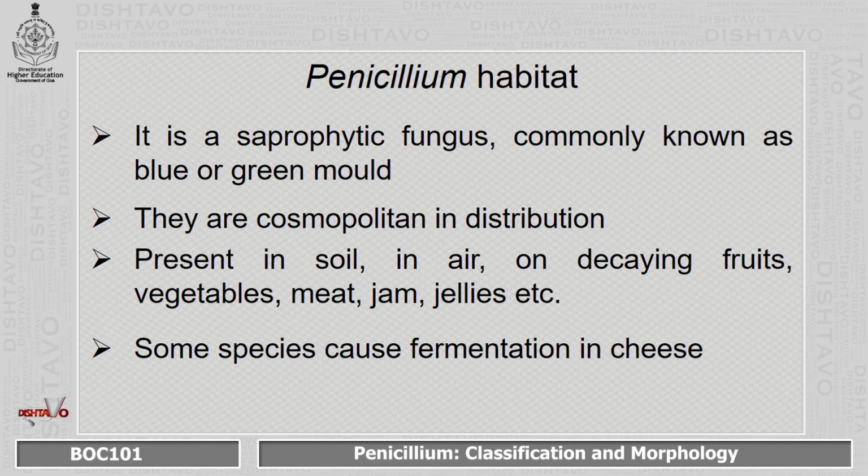Coming to the habitat, it is a saprophytic fungus and it is commonly found everywhere. It is known as blue or blue-green mold. They are cosmopolitan in distribution and they are found growing in soil. They are present in the air, they grow on decaying fruits, vegetables, meat, jam, jellies, etc. Some of the species of Penicillium also cause fermentation in cheese.